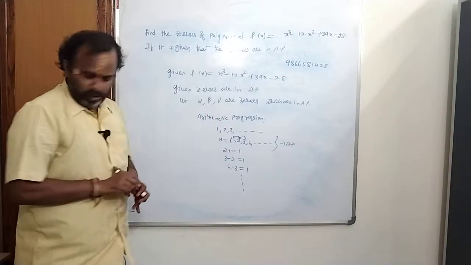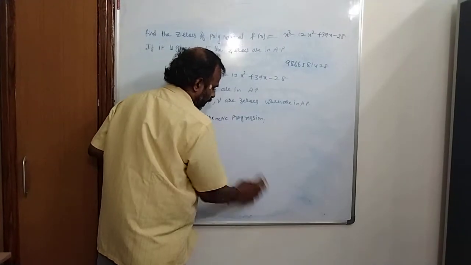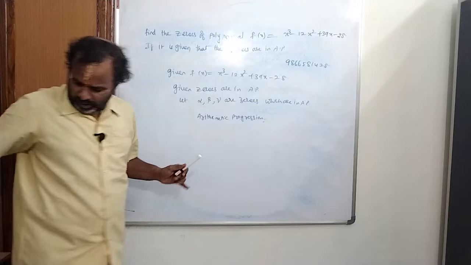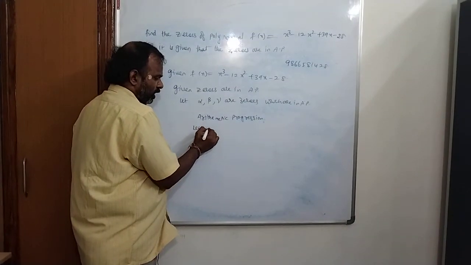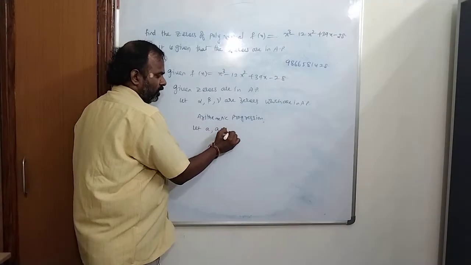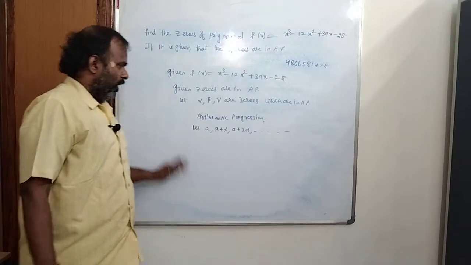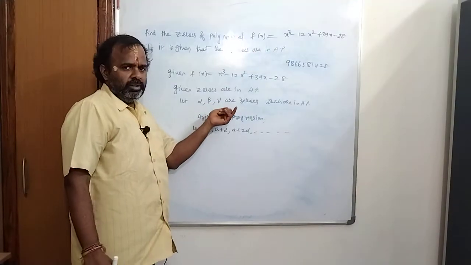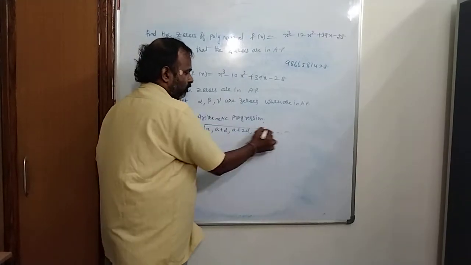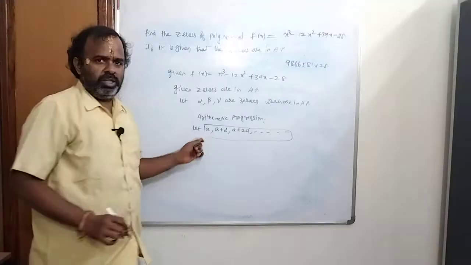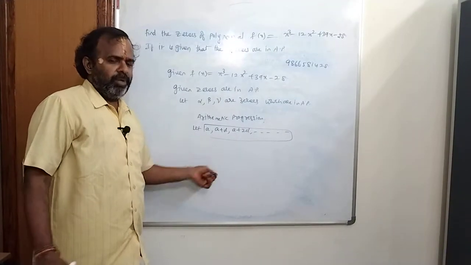Now in general, how do we take the terms of AP? Generally we write the terms of AP as a, a plus d, a plus 2d, and so on. But when we are taking three numbers in AP, this way of writing the terms is not good, it will be very complicated.